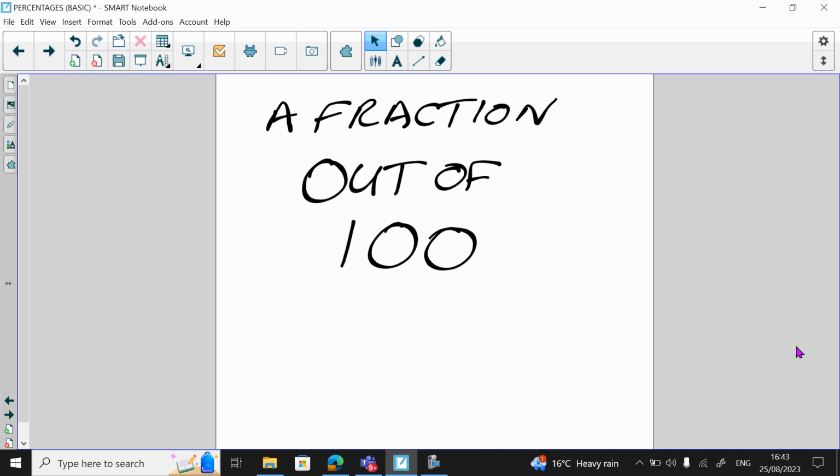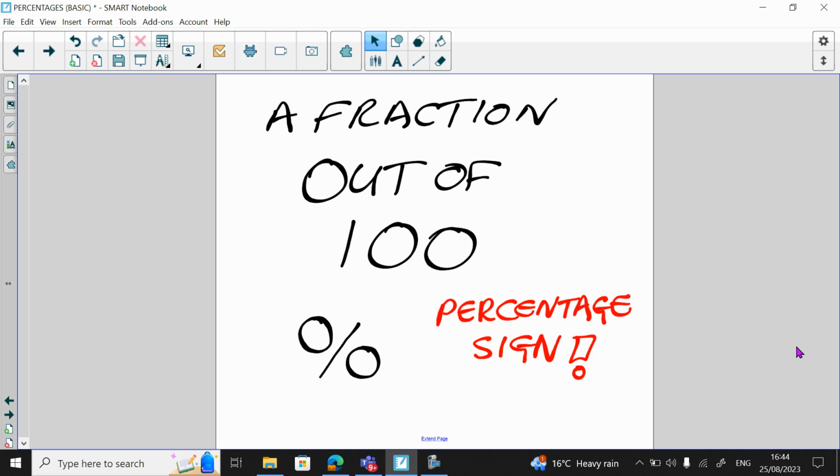So let's take 100. Let's move that 0 to there. Let's take that 1 and move it to there. And let's take the last 0 and move it to there. So what is that? Hopefully you recognise that is your percentage sign. That's where it comes from. Well, that's my version of it. Okay, let's move on.